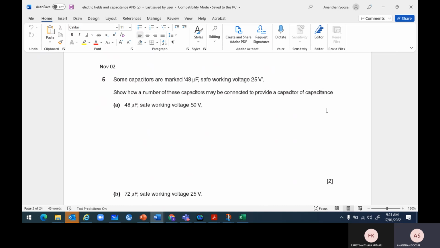So A is very easy, A should be easy. Okay. How many capacitors used for the A? 4, 4, right? All of you use 4, right? For the A?